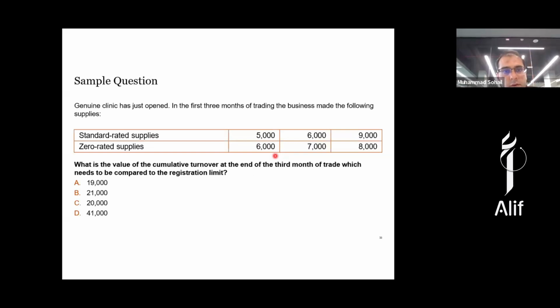Here is another example. Genuine Clinic has just opened. In the first 3 months of trading, the business made the following supplies: standard rated supplies and zero rated supplies. You can see there in the table. What is the value of the cumulative turnover at the end of the 3rd month of trade, which needs to be compared to the registration limit? Please have a go at this and give me your answers.